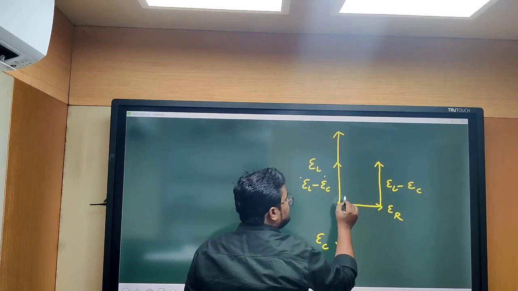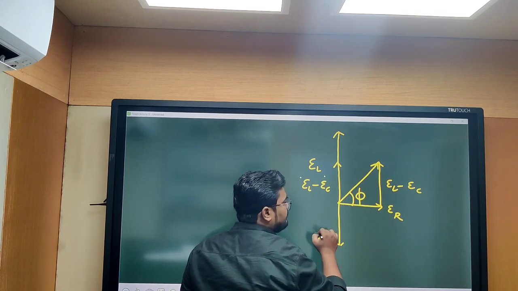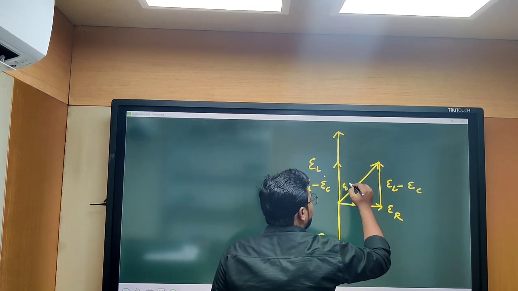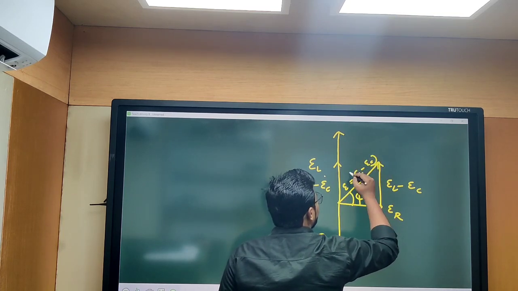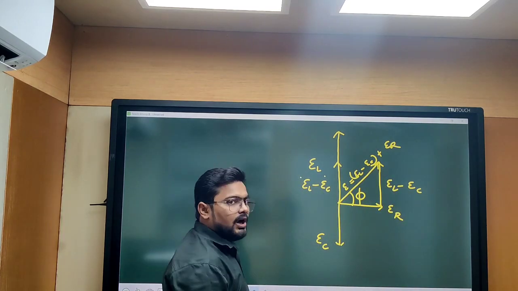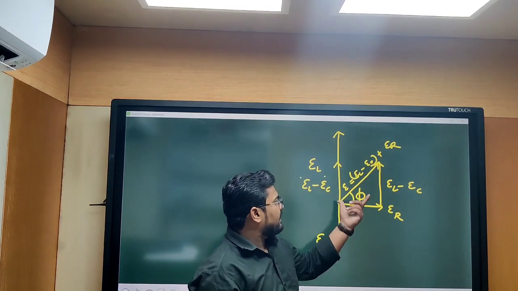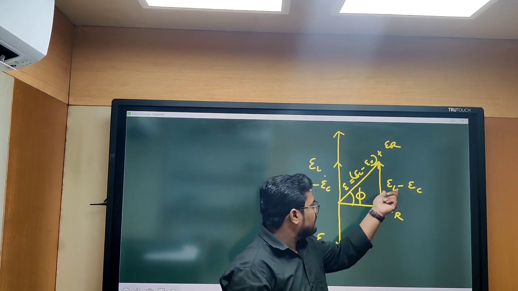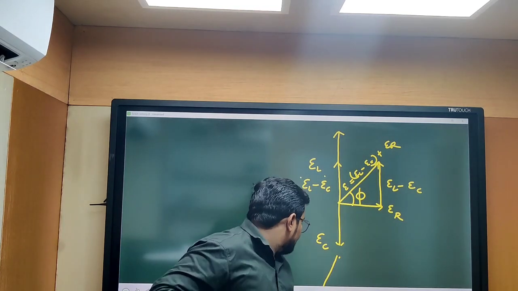So how do we get the resultant? By this, and this is making an angle phi, and E is the resultant of EL minus EC and ER. So how to find the impedance? As you can see, we can apply the Pythagoras theorem, as both are perpendicular, but we will apply the parallelogram law.